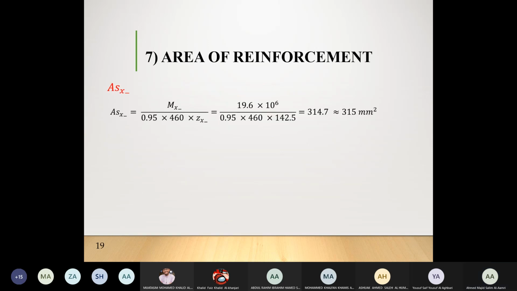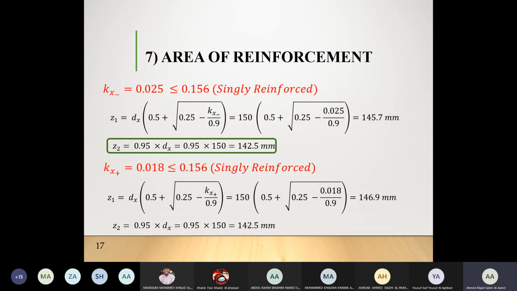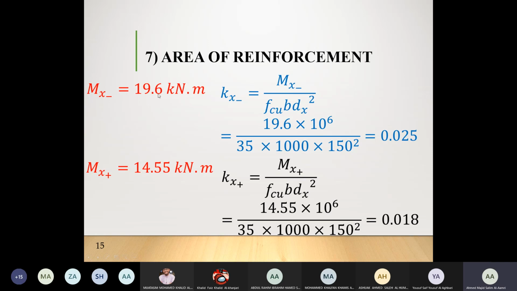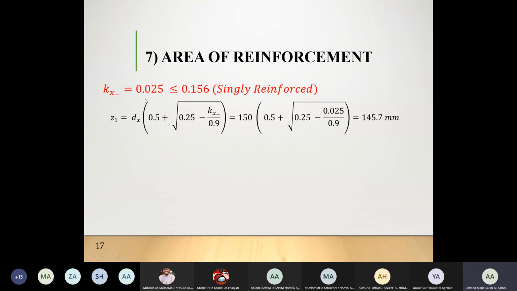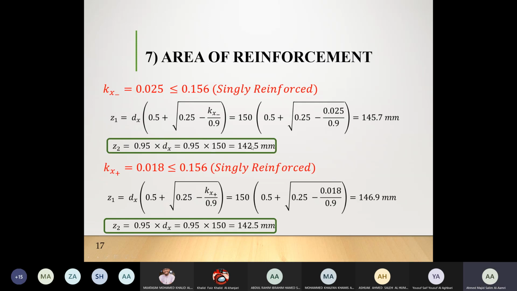Now, ASX, using the equation, so our ASX negative is going to be M divided by 0.95 into 460 into Z. Since we are talking about ASX negative, then we should be using MX negative and Z for X negative. Okay. So once again, if you see, MX negative is how much? We will go here. You can see our MX negative is 19.6. What about our ZX negative? ZX negative is going to be 142.5.